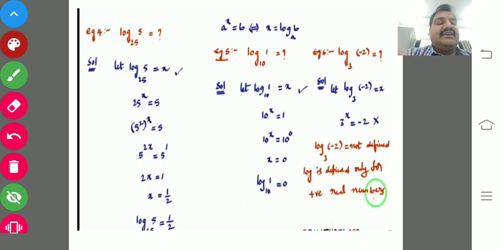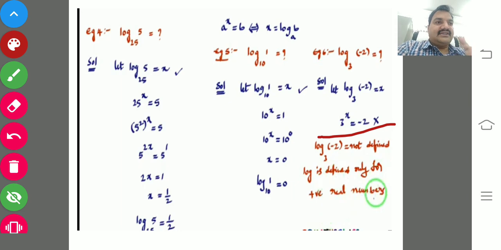The final example. Here log minus 2 base 3 equals how much? Here again you apply 3 power x equals the argument, 3 power x equals minus 2. The question is, 3 power how much equals minus 2? If you use common sense, we can't get the answer. The thing is, log is defined only for positive real numbers. So if you take any positive number, 3 power x equal to minus 2 is not executed. That's what it is, undefined. It's not defined.